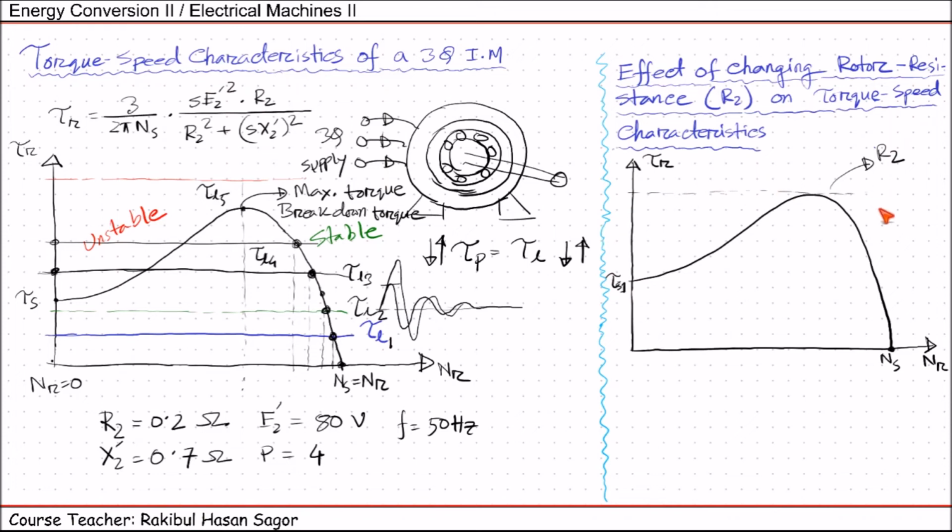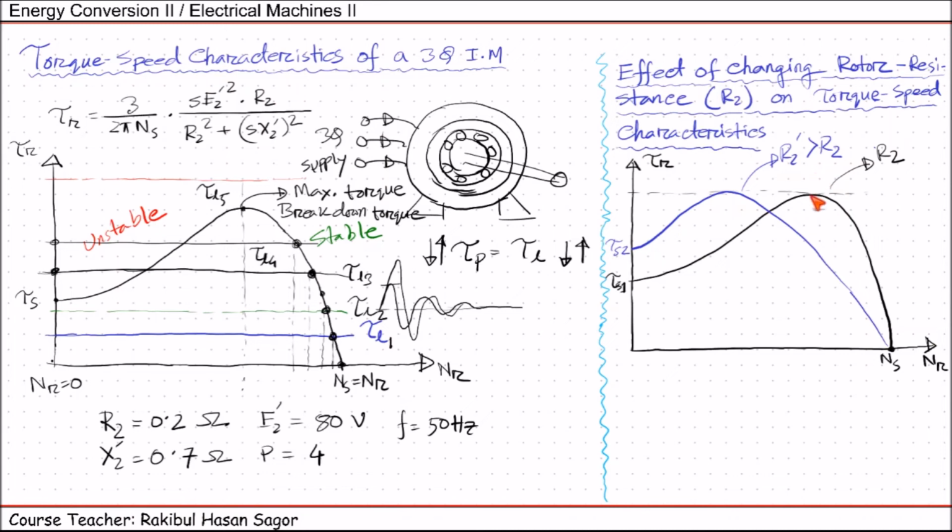What we saw, if we increase the rotor resistance, the torque speed characteristics curve looks like this. Here the maximum peak shifts from right to left and the starting torque increases. This is tau S2. So here this is the case for R2 prime, which is greater than R2.